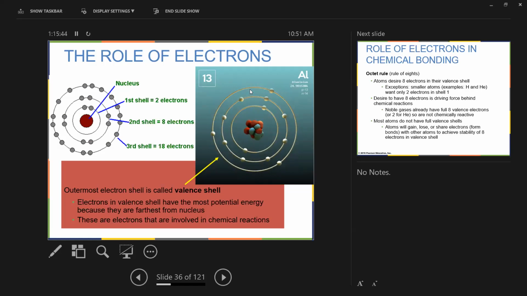You can go combine with another atom and share electrons. And that's what happens. Chemical reactions take place at the valence shell, because that outermost shell has the greatest potential energy and the least amount of kinetic energy being used.